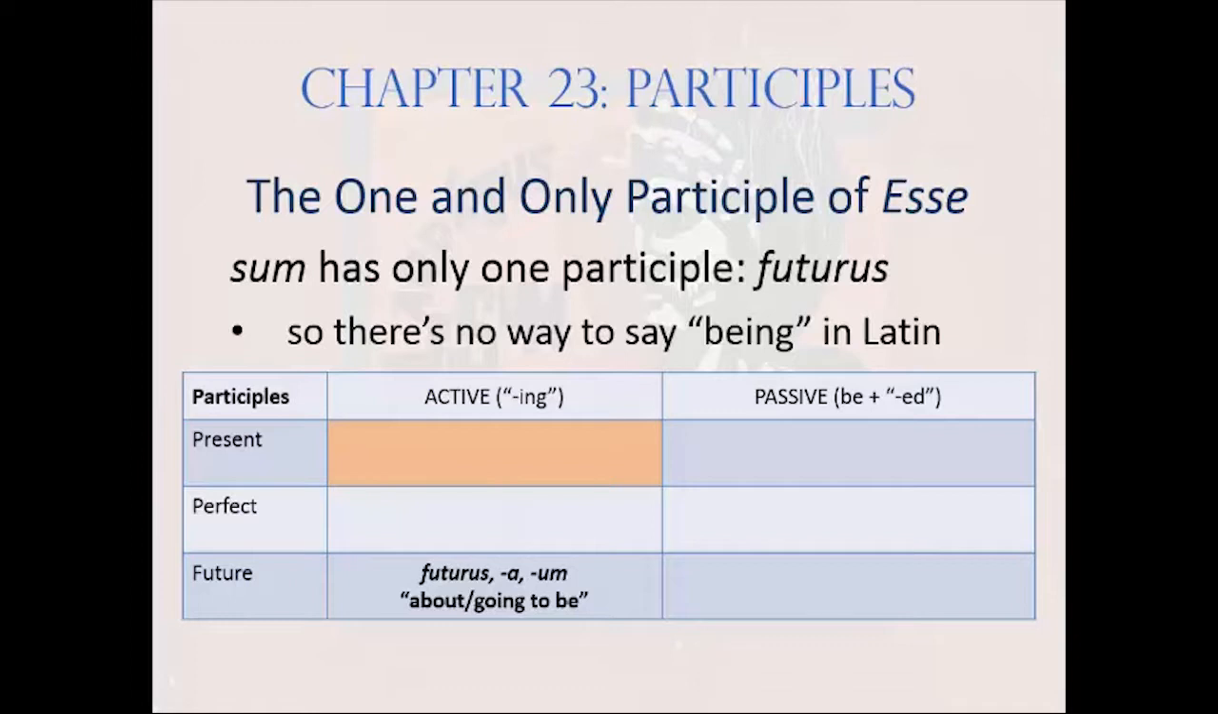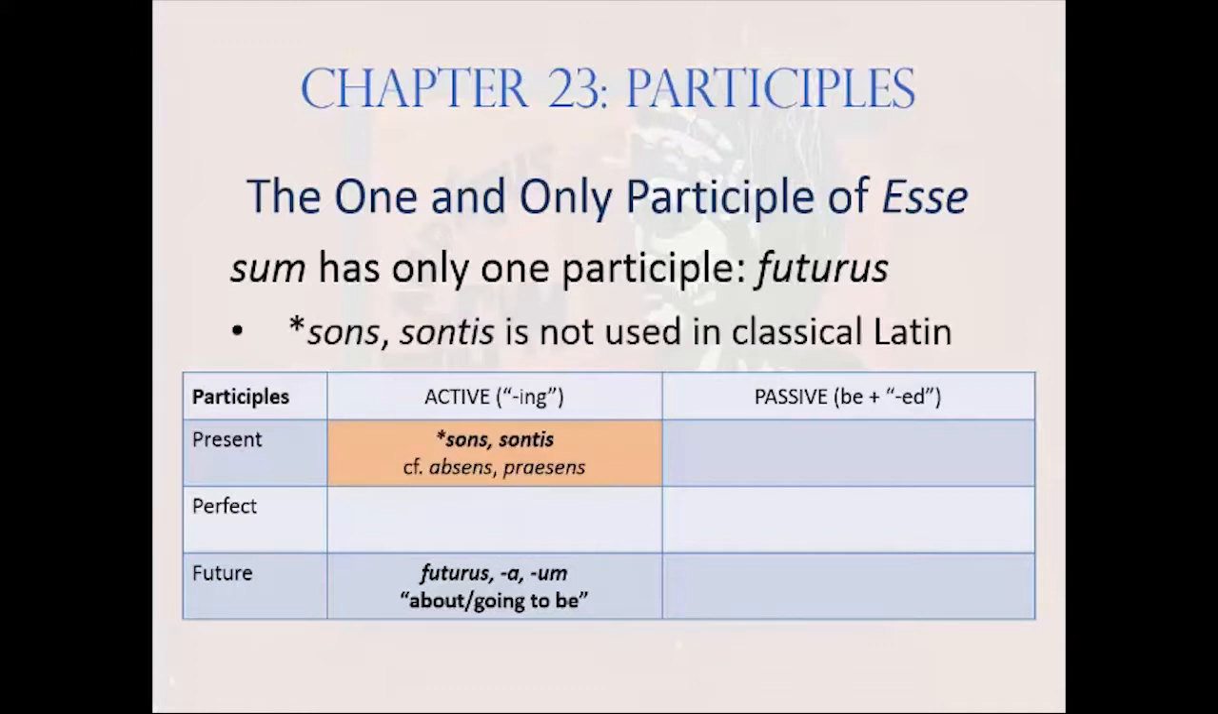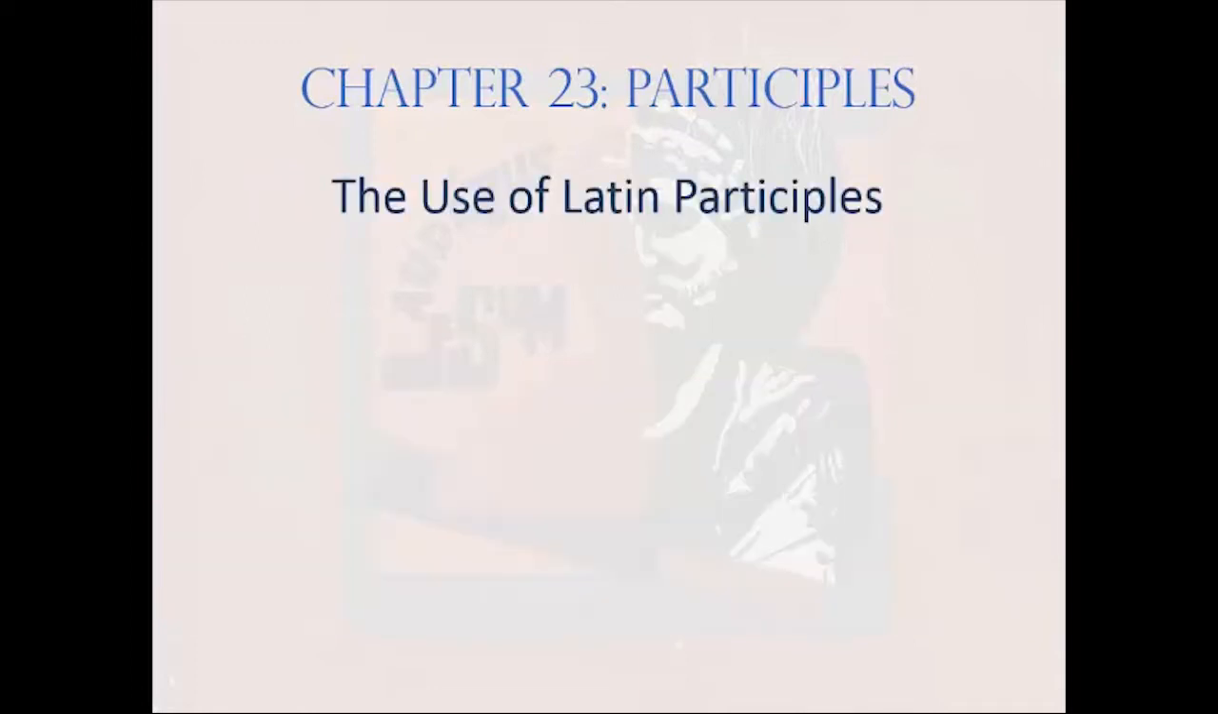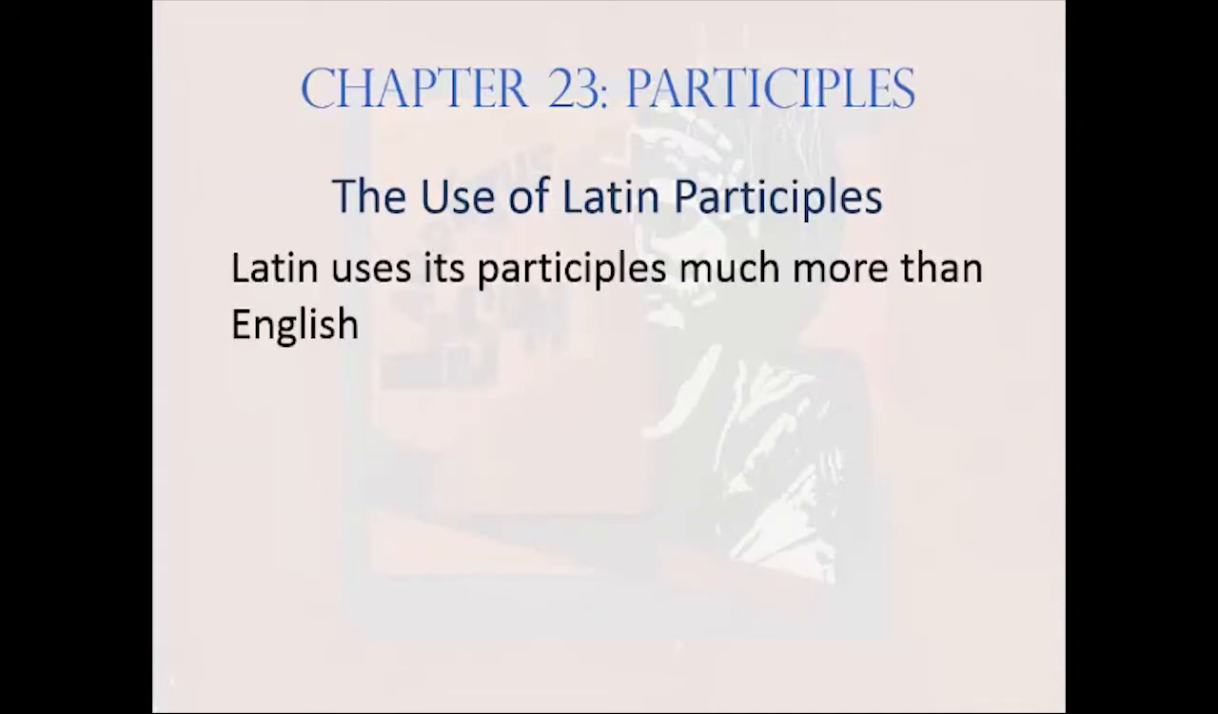Actually, there was a participle that meant being in pre-classical Latin, sans, santis, but it survived into the classical age only in a compounded, vowel-gradated form. For example, in absens, absentis, absent, that is, being away, and in praesens, praesentis, present, that is, being right in front or standing before.